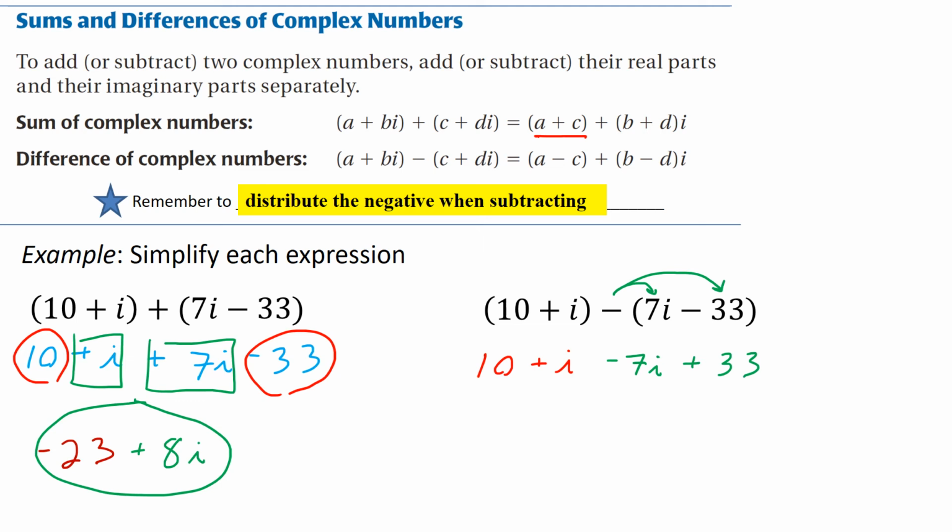And now same thing as before. Combine like terms. So 10 plus 33 gives me 43. And positive 1i minus 7i, negative 6i.